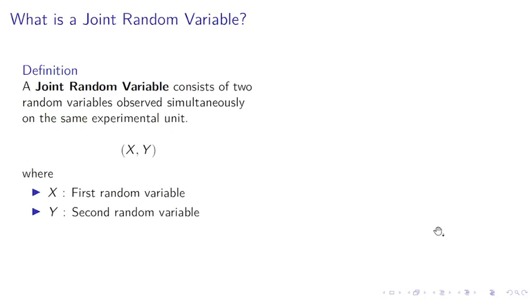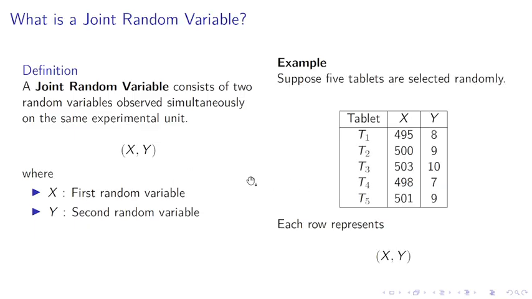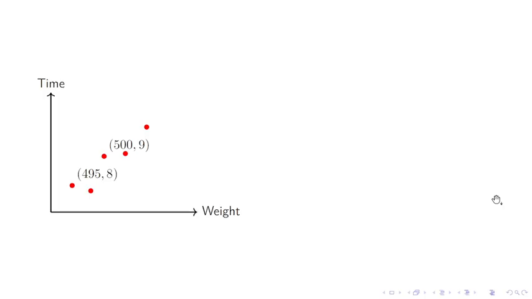Here, the definition of a joint random variable: it consists of two random variables observed simultaneously on the same experimental unit. It is denoted by x comma y, where x denotes the first random variable and y denotes the second random variable. This is an example of 5 tablets selected randomly, tablet 1 to tablet 5. These are the possible x values. Each row represents one set of the joint random variable x comma y.